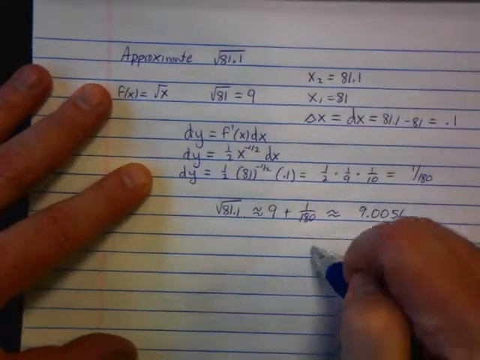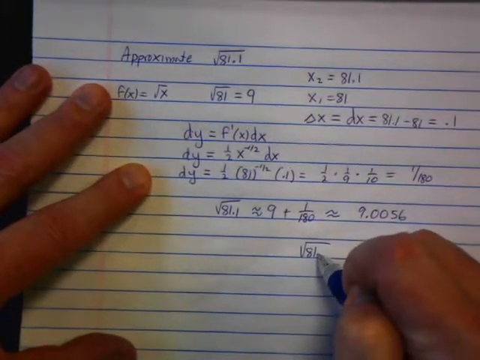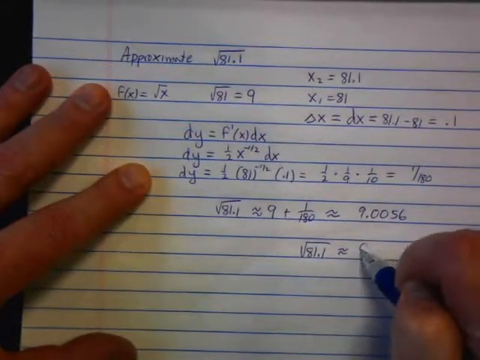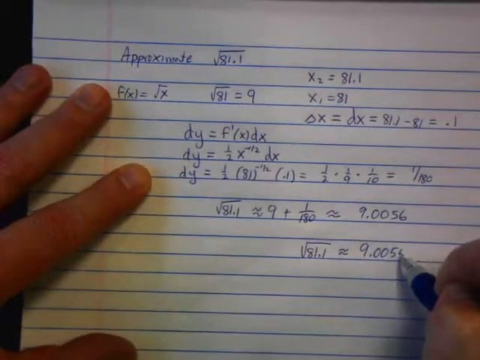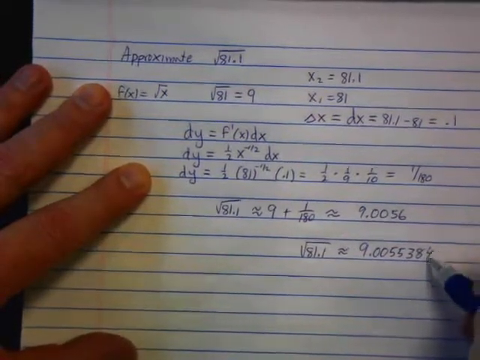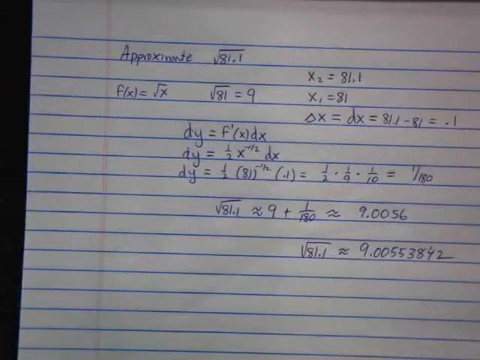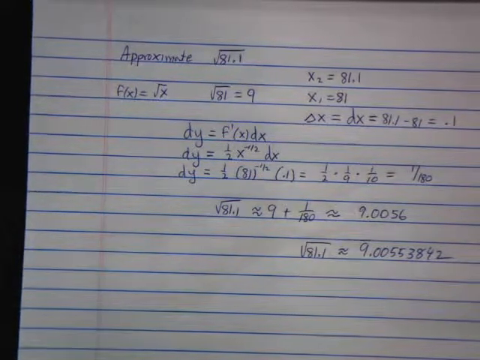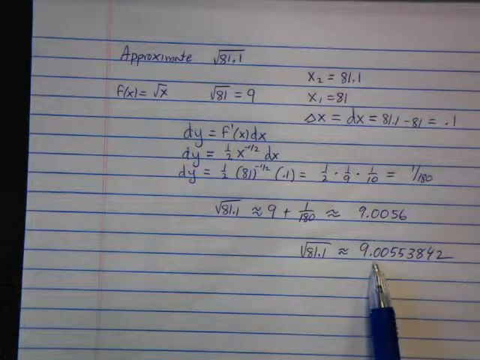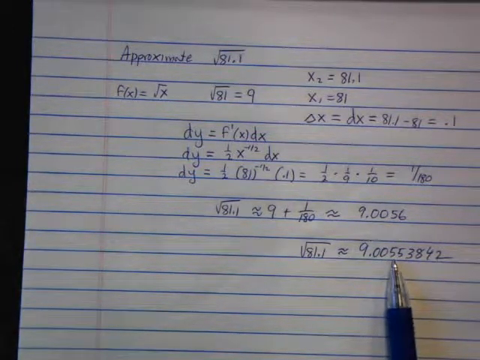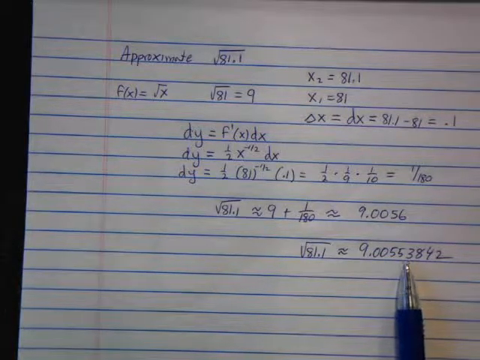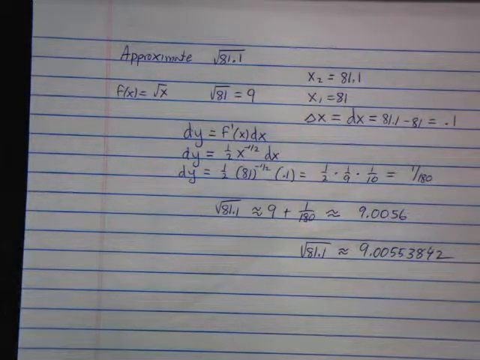9.0056. And what's your calculator say for the square root of 81.1? So, is our approximation for the square root of 81.1 pretty good? Yeah, it's accurate to 3 decimal places. Almost 4. Not bad. Questions on that?